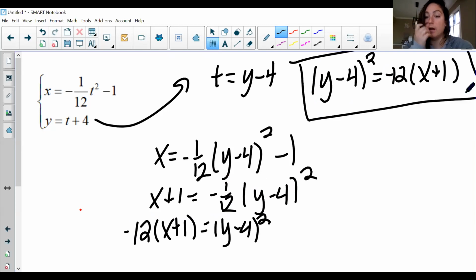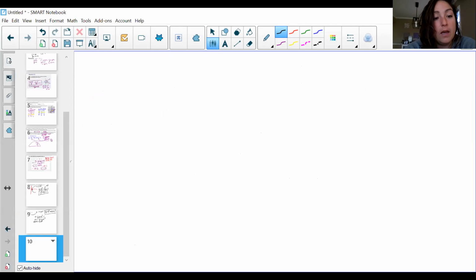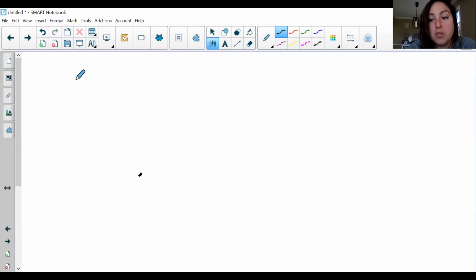So again, when you are going from parametric to rectangular, all you do is just eliminate the parameter, and you eliminate the parameter with a substitution. So if you're like, how do I do that with lines? I don't think I put an example in. I didn't. That was the last one we had. So I can really quickly just make something up.